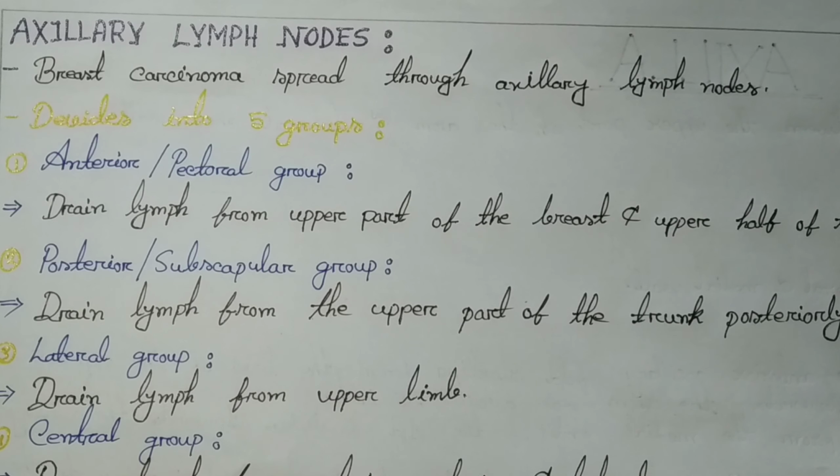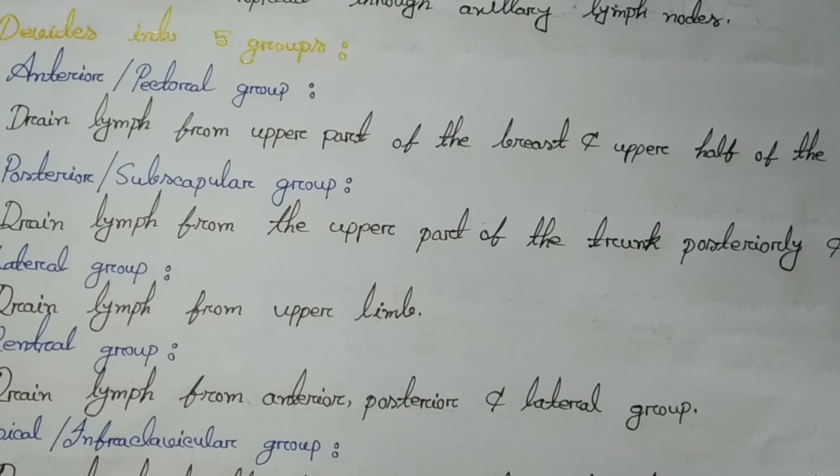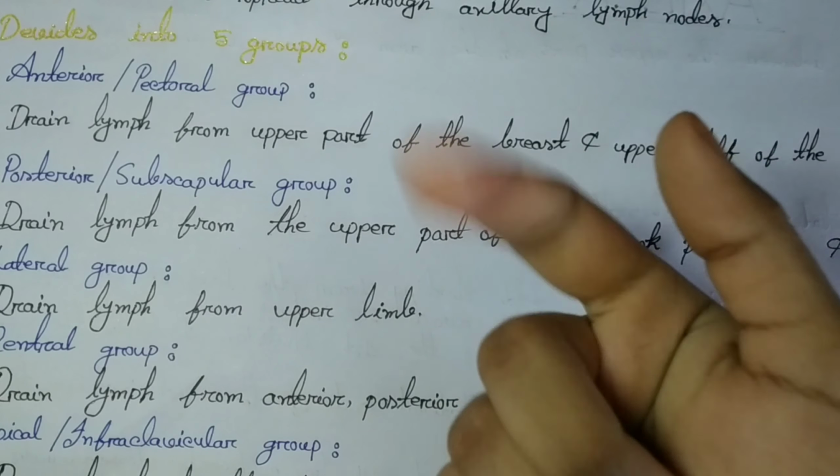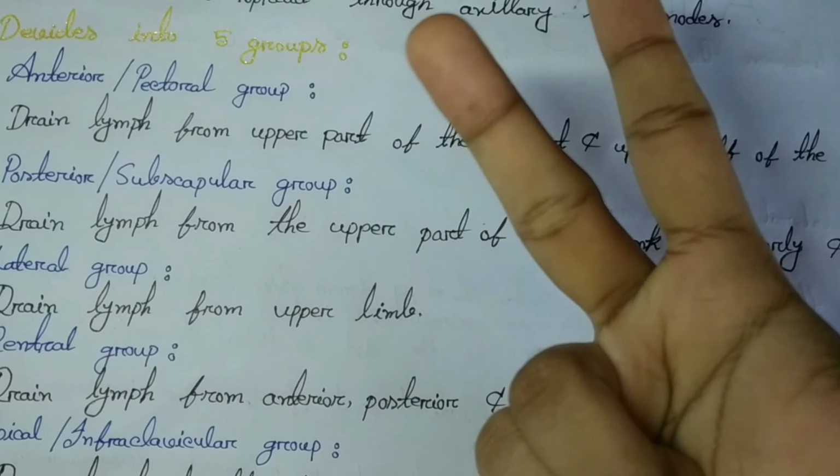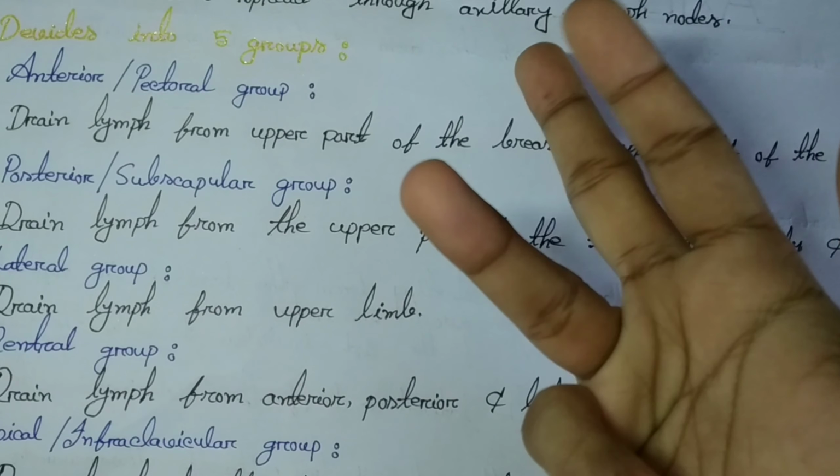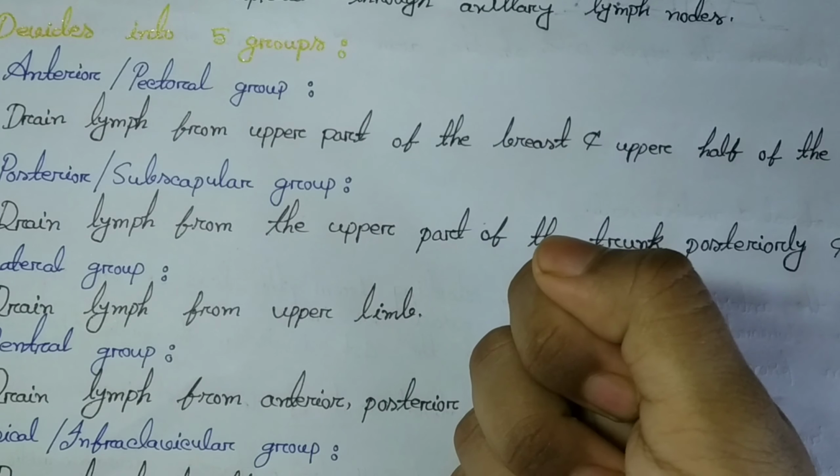Moving on to the axillary lymph nodes. Axillary lymph nodes are very important because breast carcinoma spreads through axillary lymph nodes. Axillary lymph nodes are divided into 5 groups: anterior or pectoral group, posterior or subscapular group, lateral group, central group, and apical or infraclavicular group.